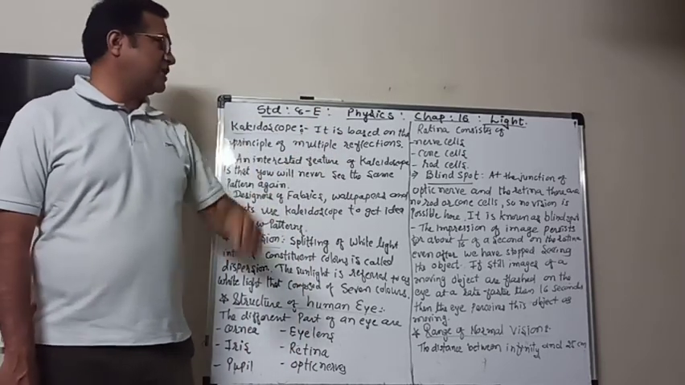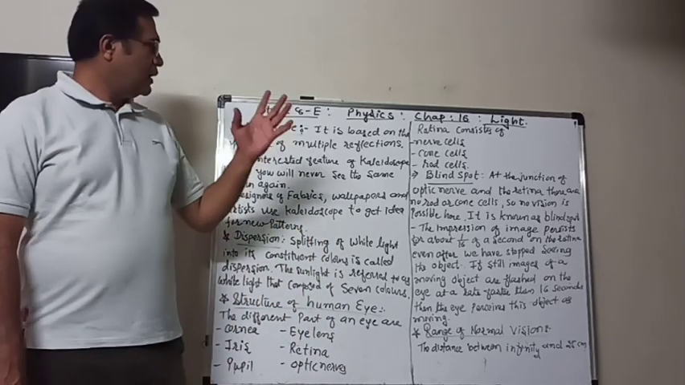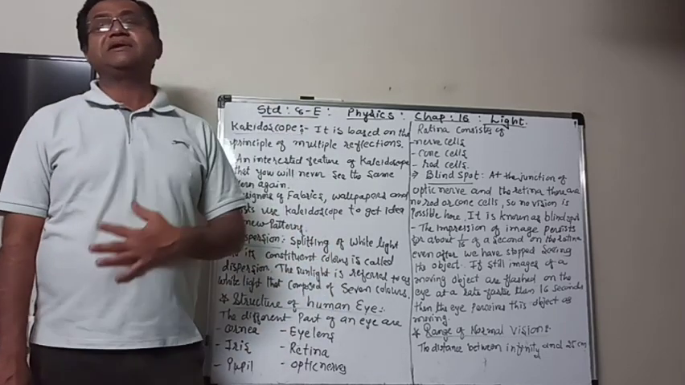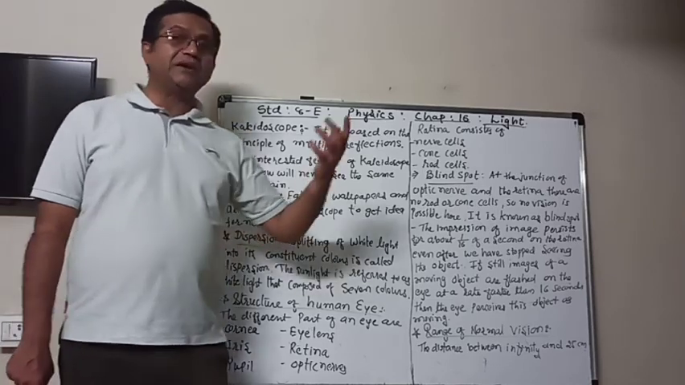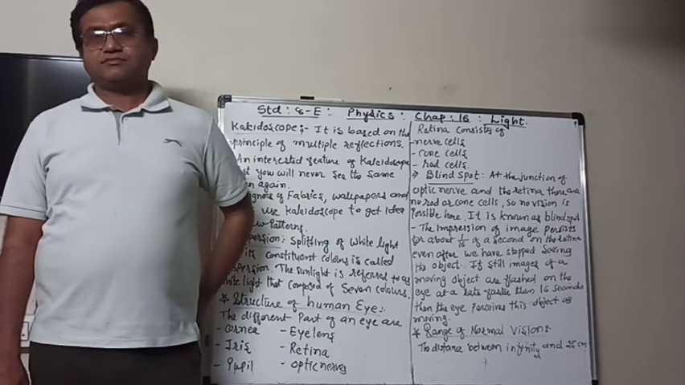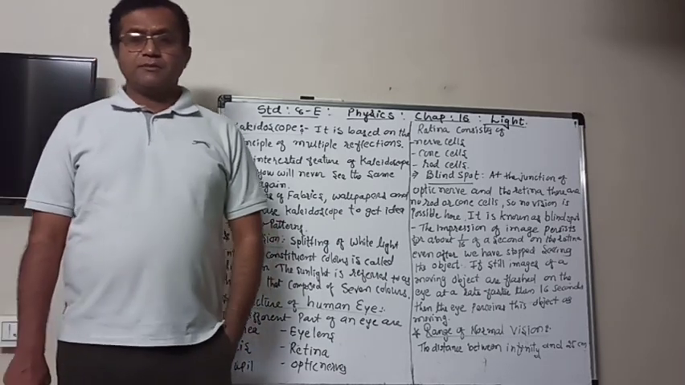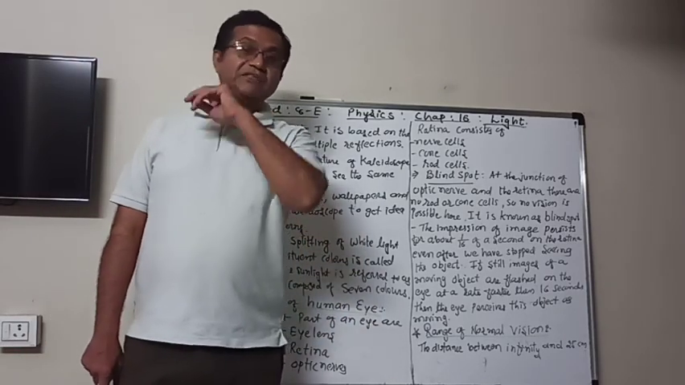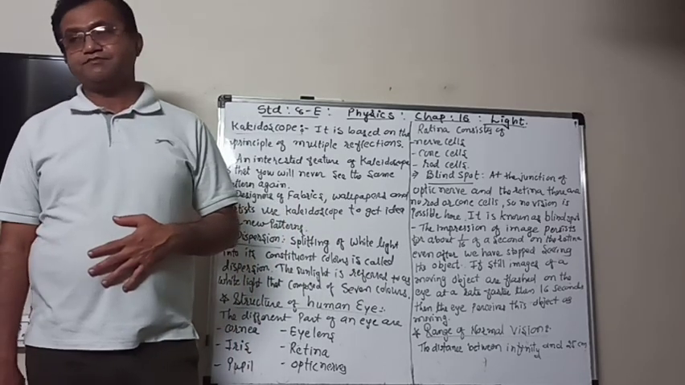Standard 8, chapter number 16 in physics, light. Now in the last session we learned about multiple reflections and we get multiple images. When two plane mirrors are kept adjacent at different angles, then you get more than one image of the same object.